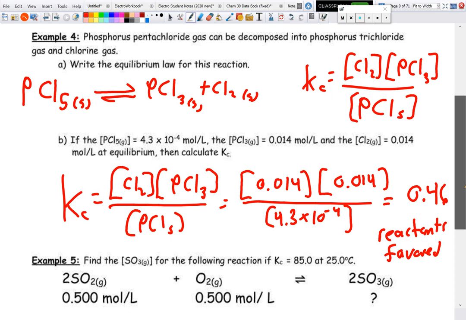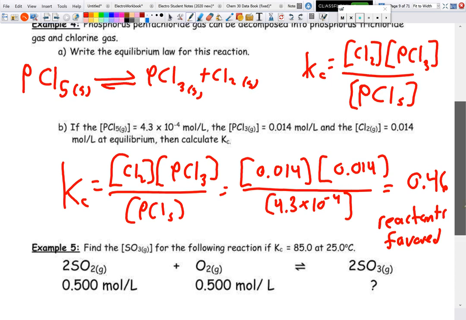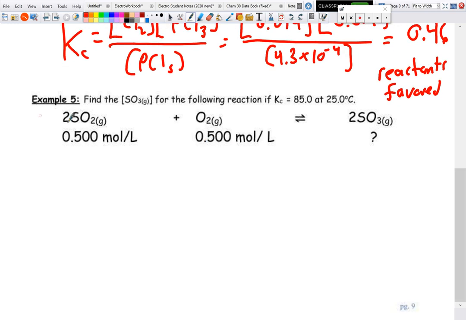And finally, example 5, one of the last ones. Same thing with this one right here. We have our balanced chemical equation already set up. Now we have concentrations at equilibrium right here, and this question is asking to find the concentration of SO3 for the following reaction if the equilibrium constant is equal to 85 for this particular reaction. So of course you will need to rearrange and solve. Same thing, I just want you guys to try this one on your own. So pause it and see if you can set up the equation and solve it. And if not, I'll go over it right now.